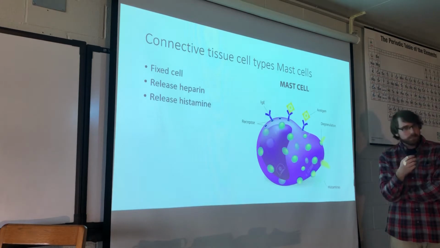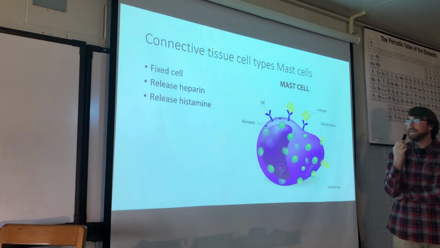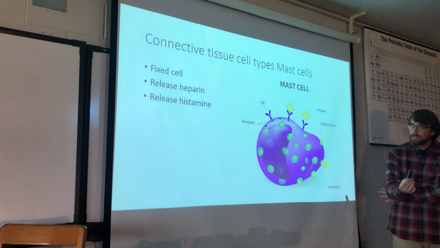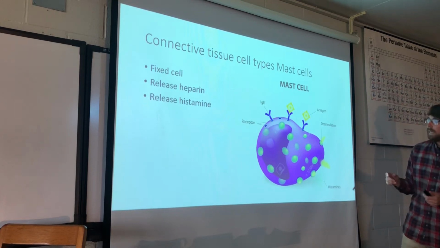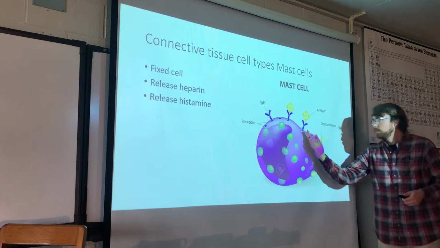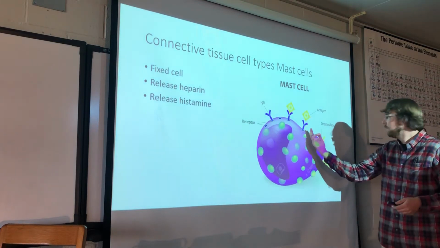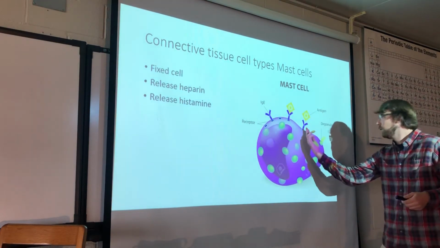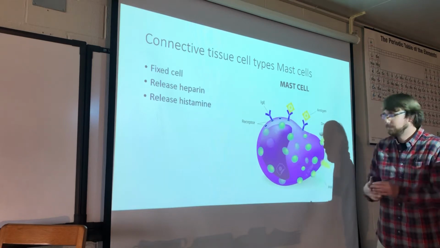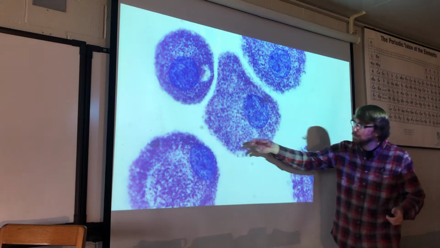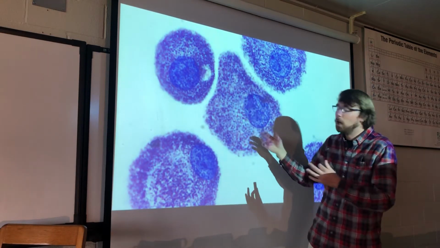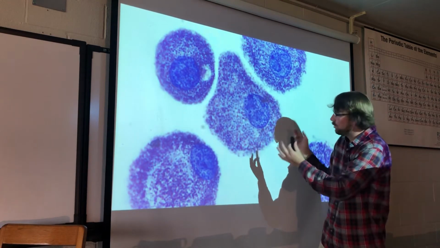So our next cell type we're going to talk about briefly are mast cells. These are fixed cells again. They release heparin and histamine. They have all of these receptors that antigens can bind to. These are what we call the masts. So if you see these under a microscope, they look very, very fuzzy because of all of these receptor masts that antigens can bind to.